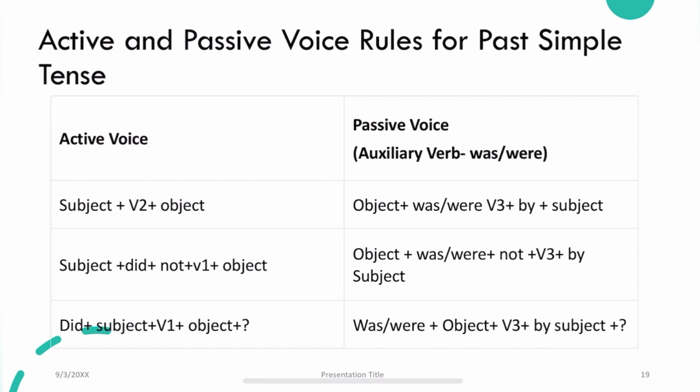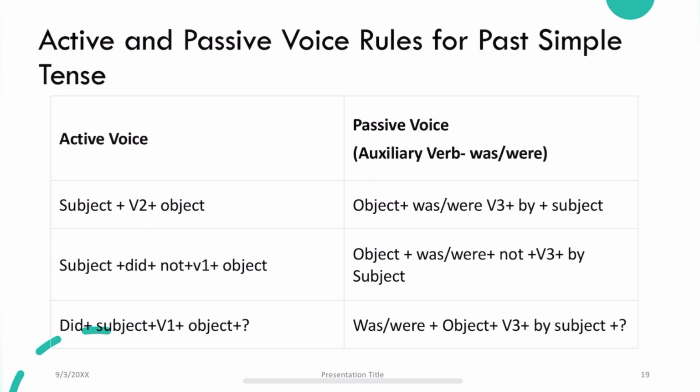First of all we will talk about simple past tense or past indefinite tense. The rule is subject plus second form of the verb plus object. There is no helping verb in the active voice. But when we change it into the passive voice, the formation will be object plus helping verb, that will be was or were, then third form of the verb, then by and then subject.